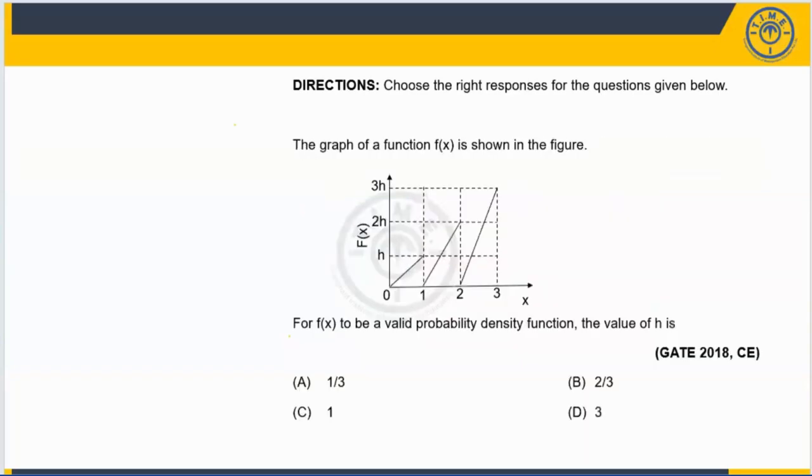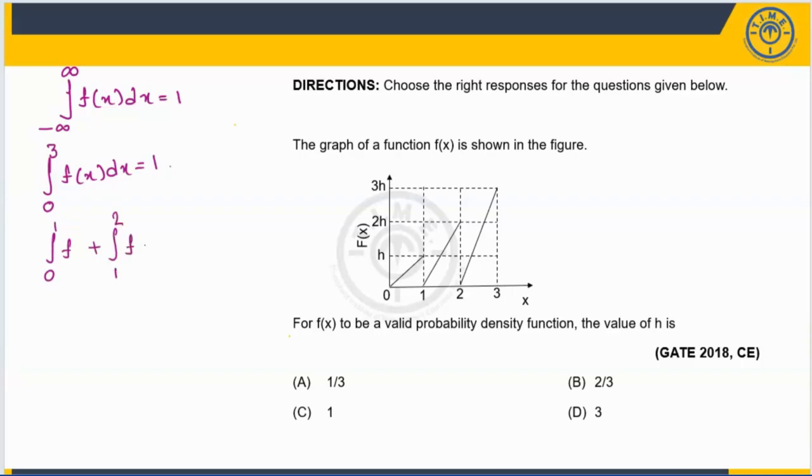Okay, and again, there's a question asked for civil. So the value of h for this to be a valid probability density. Okay, so density function means what? Integral from minus to plus infinity f of x dx should be equal to 1. But here the function is defined only from 0 to 3, so the integral of f of x dx is equal to 1. Now, here the function is regularly changing at an interval of 1. So that means 0 to 1 f of x plus 1 to 2 f of x plus 2 to 3 f of x. Now, in calculus, we have studied the integral from a to b of f of x dx. What does it represent? It represents the area.